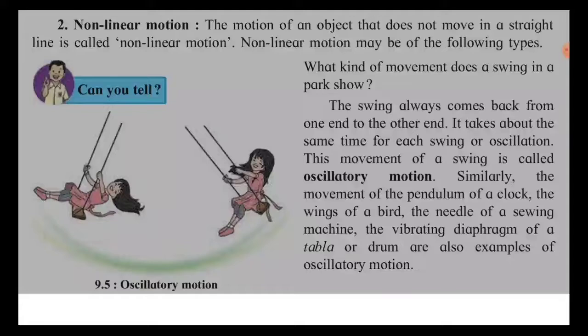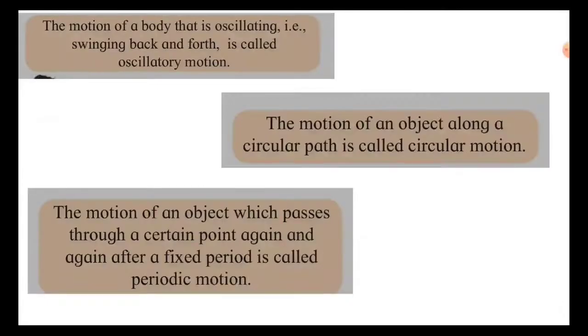Now, what is the definition of oscillatory motion? You all can read from this that the swing always comes back from one end to the other end. It takes about the same time for each swing or oscillation. The movement of a swing is called oscillatory motion. Whenever the movement is in a swing, that is known as oscillatory motion. The motion of a body that is oscillating, that is swinging back and forth, is called oscillatory motion. This is the definition of oscillatory motion.